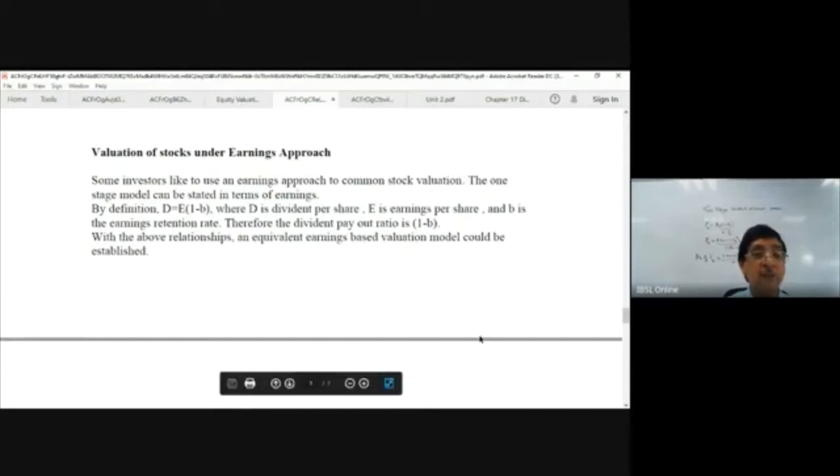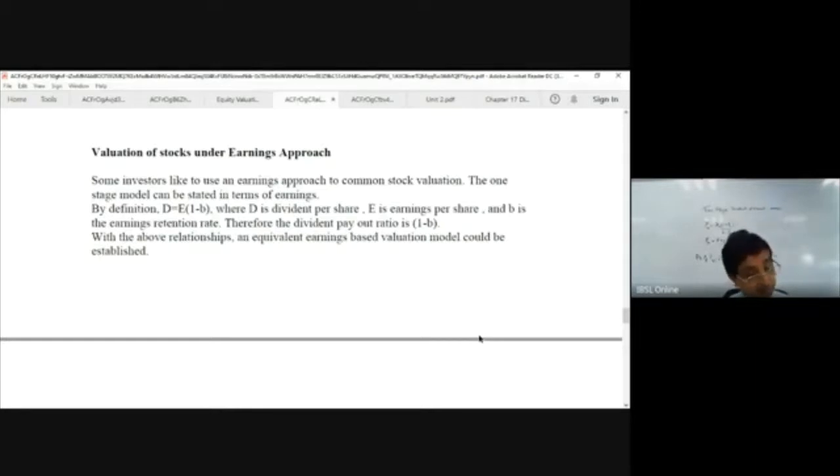Some investors like to use an earnings approach to common stock valuation. The one-stage model can be stated in terms of earnings. The one-stage model can also be applied from an earnings perspective. Now, we will see how we can apply that.